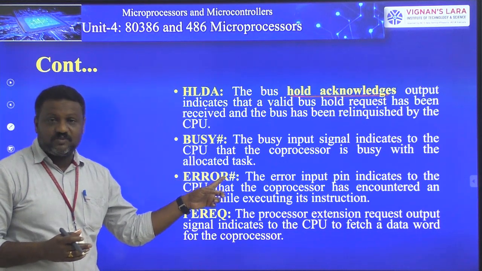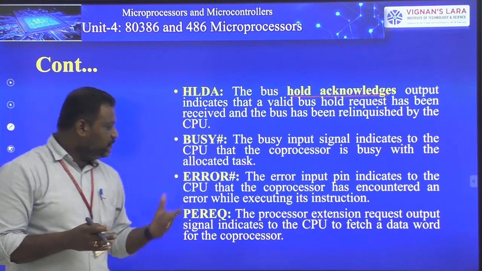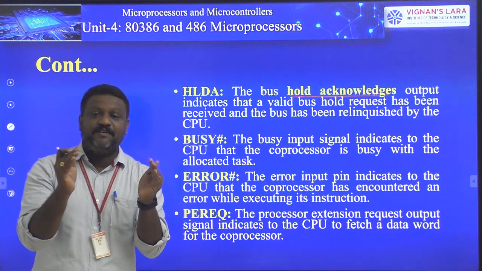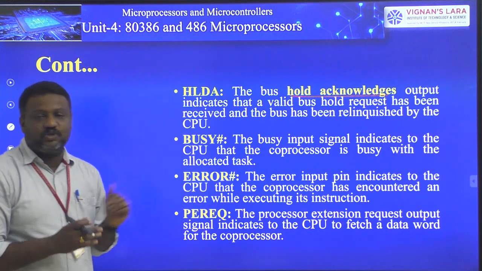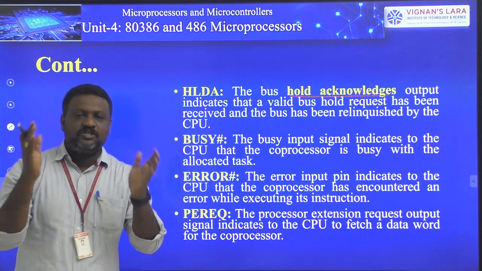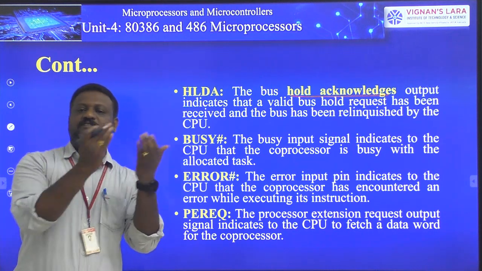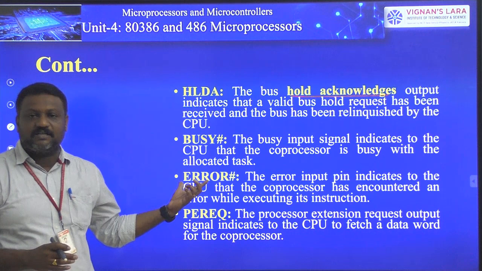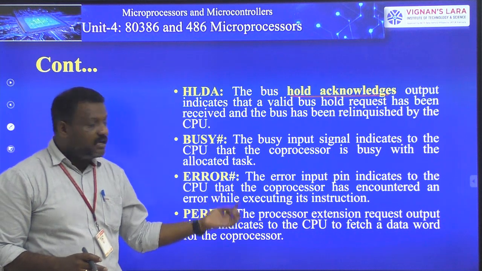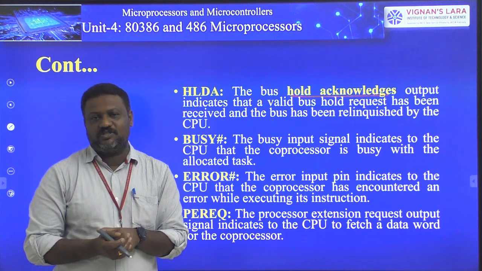Next one is ERROR#. Again, it is an active low signal. This signal is also related to the coprocessor. Once your CPU receives this error signal, it indicates that your coprocessor may have identified an error condition in its execution. In executing the instructions, the coprocessor may identify some difficulty. That information it will send to the processor with the help of this error signal. So that's what I mentioned here: the ERROR input pin indicates to the CPU that the coprocessor has encountered an error while executing its instructions.